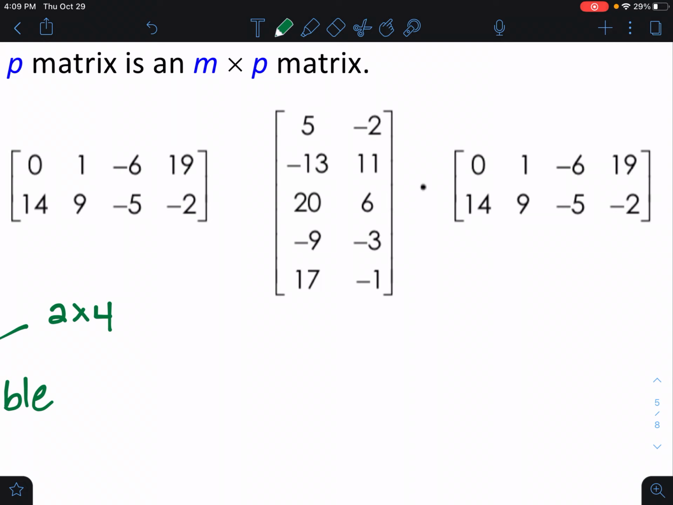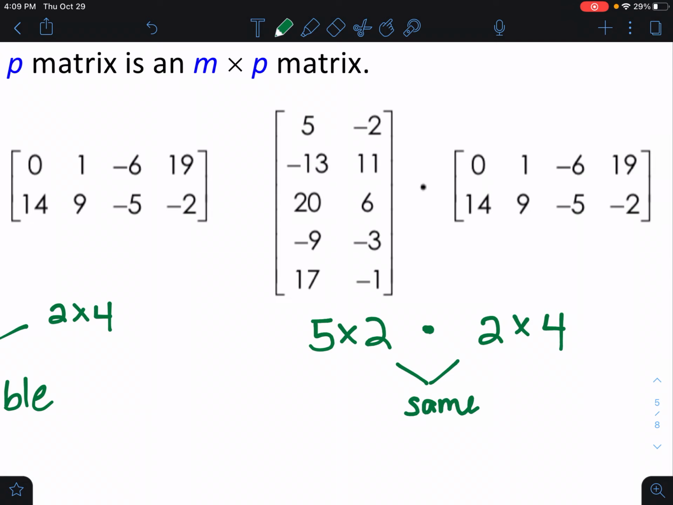All right, so now let's look at another one here. This last one is a 5 by 2. And we're going to multiply that by a 2 by 4 matrix. Again, these are the same, so we're good.